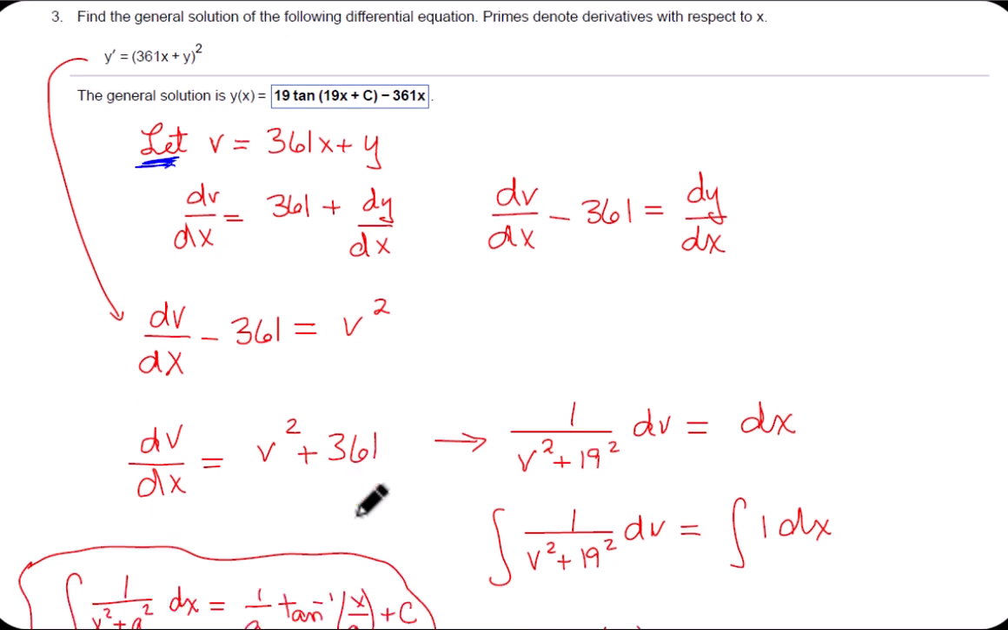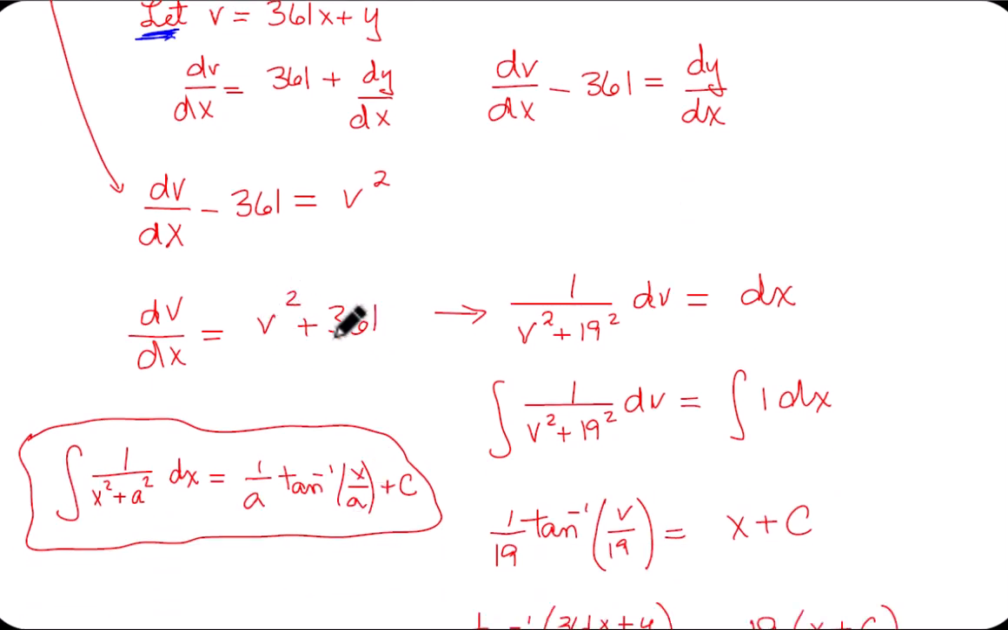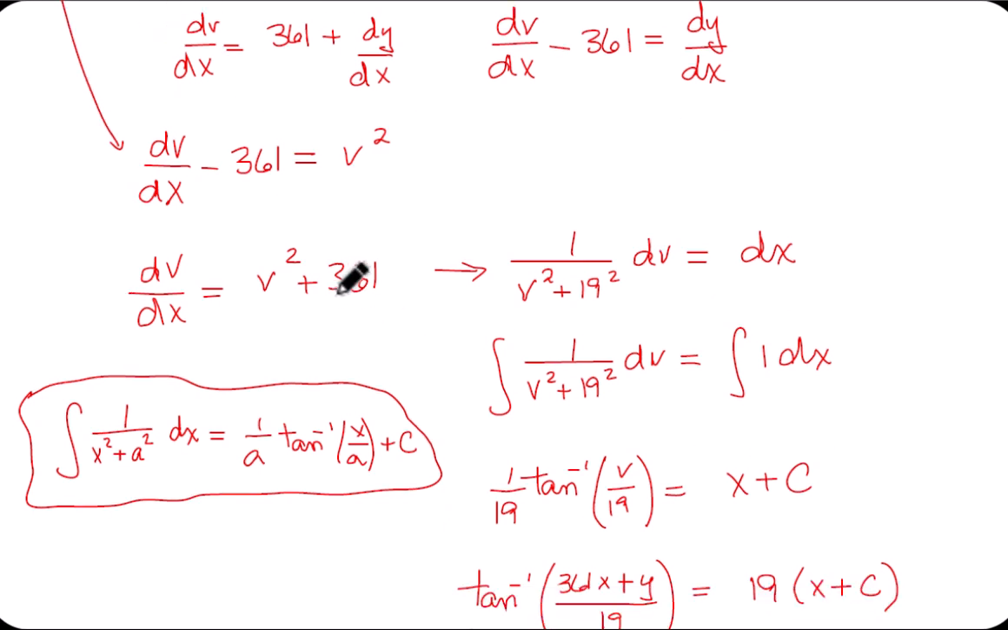All right, now looking at that, I'm noticing only these I can separate. All right, integrate both sides. I'm integrating 1. That's easy. That's x plus c. This 361 is a nice number. It turns out to be 19 squared, which is exactly what I need when I integrate to get the inverse tangent. So here's our basic rule, if you've forgotten the rule for the inverse tangent.